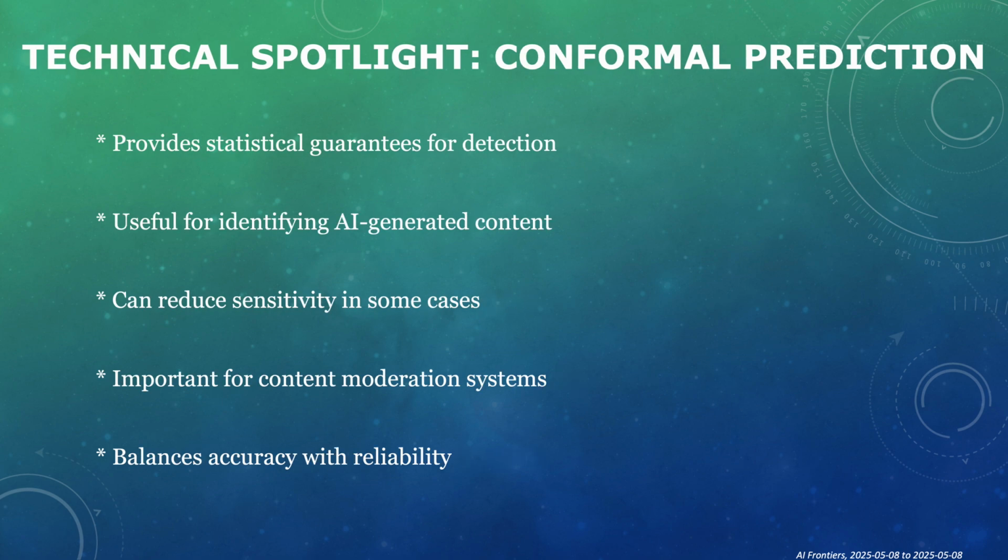Conformal prediction methods, explored by Zhu's team, provide statistical frameworks for detecting machine-generated text. These techniques offer reliability guarantees that are valuable for content moderation systems, though they may reduce sensitivity in certain applications. The balance between accuracy and reliability in these detection systems remains an active area of research, with important implications for maintaining information integrity in digital spaces.